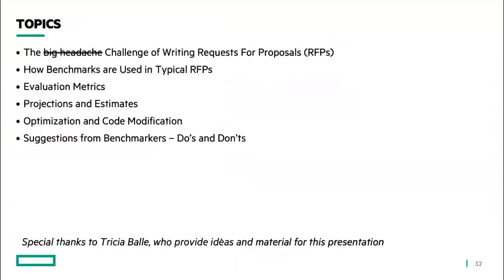And next slide. So there's a number of topics that I want to try to address briefly here. First, the challenge of trying to write RFPs, how benchmarks are used in typical RFPs, then discuss a little bit on evaluation metrics, some discussion of projections and estimates, optimization and code modification, and then finish up with some suggestions from benchmarkers in terms of things we'd like you to do and not do.